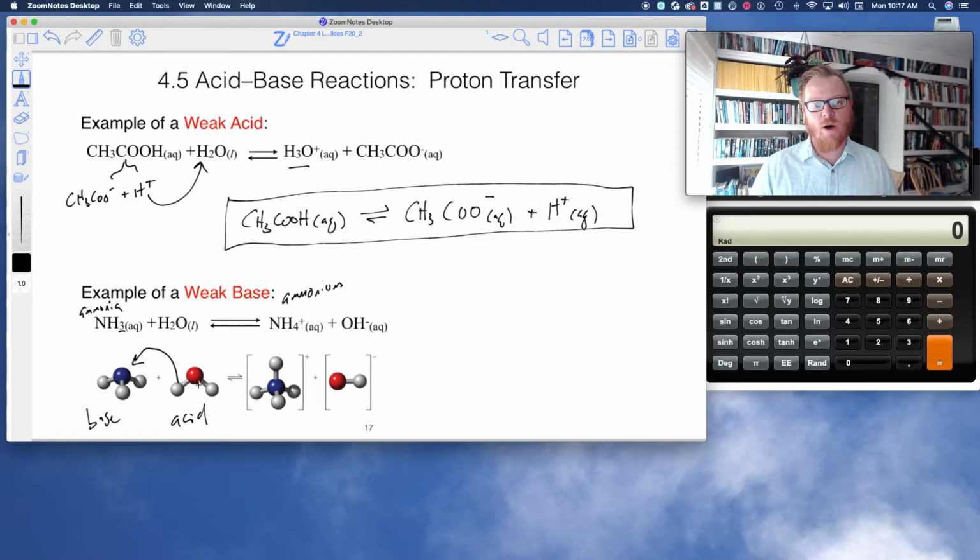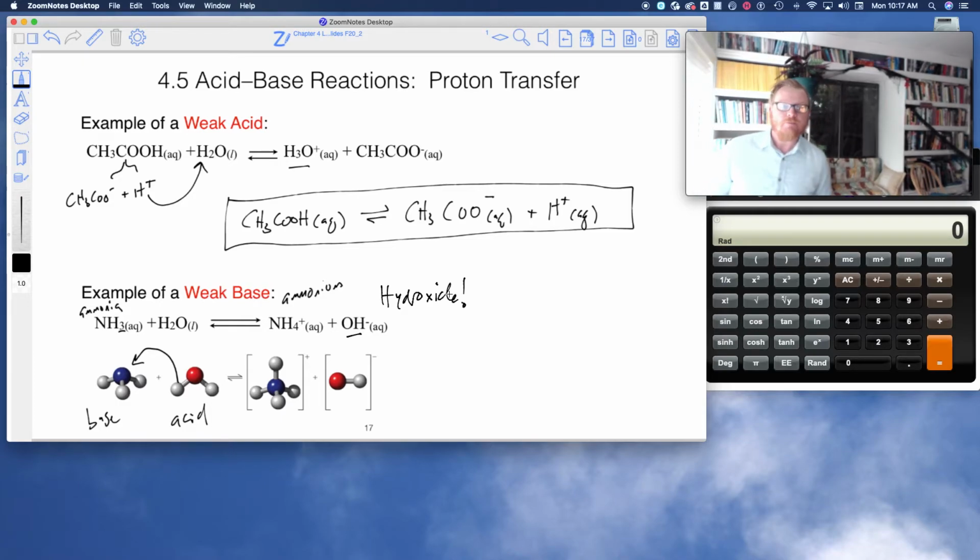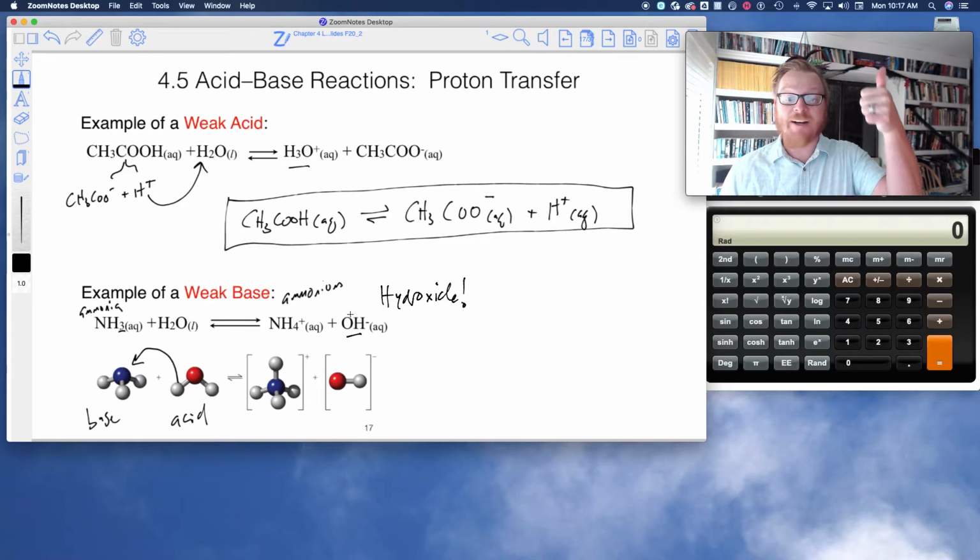And then when we think, what happened to water? Well, if water is neutral, H2O, and I remove a positive charge from it, it has to become negative. And so it makes hydroxide. So we can actually see in this weak base example that there's two definitions going on. The base is a proton acceptor. The ammonia is accepting a proton. But number two, it's also making hydroxide. So that's pretty cool.